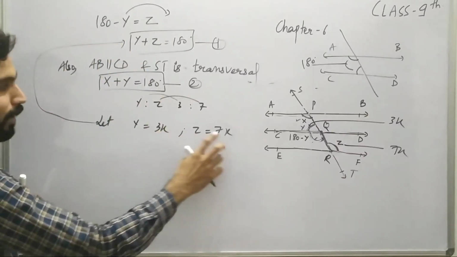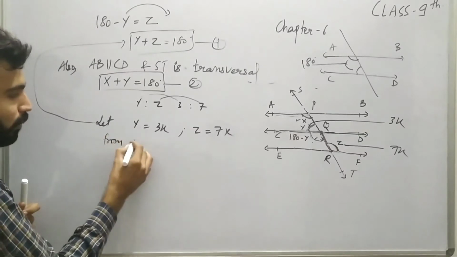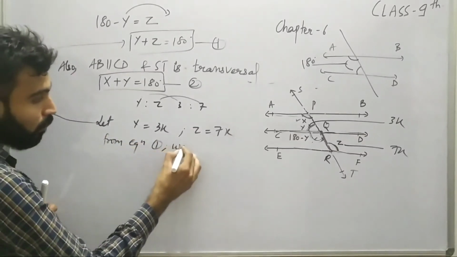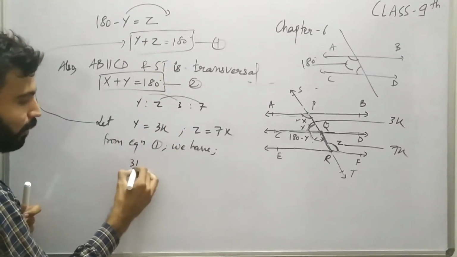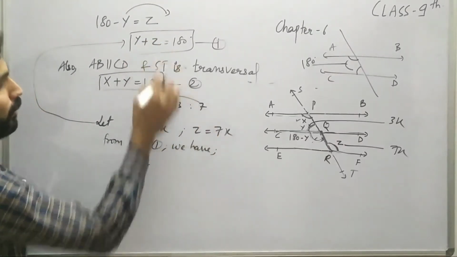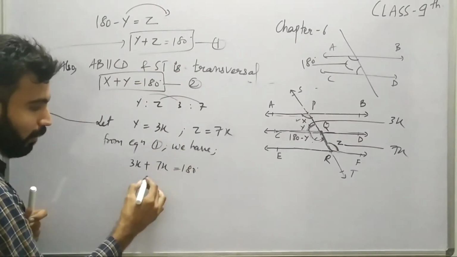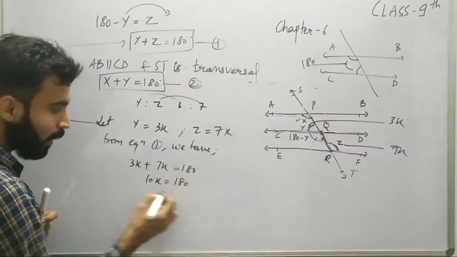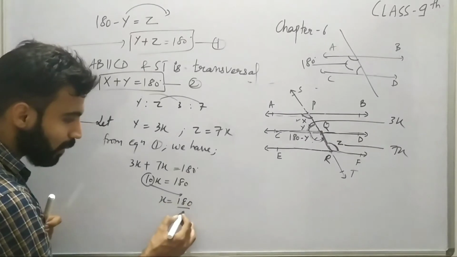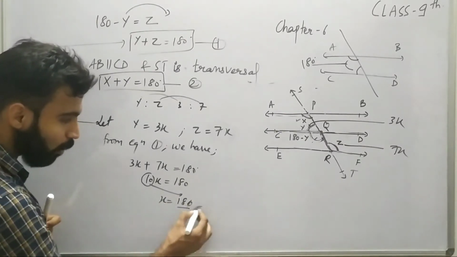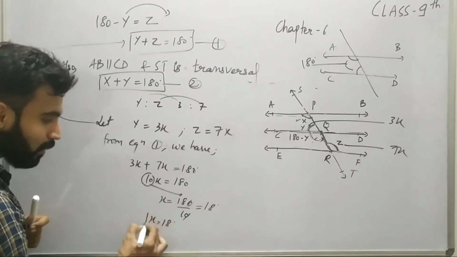Now just substitute the angles Y and Z, 3x and 7x, in the first equation. So from equation first, put 3x in place of Y, that means 3x plus 7x in place of Z equal to 180. Now 3x plus 7x is 10x equal to 180. Now transfer this 10 to the denominator of 180. The 0 will cancel out. This will give me x as 18 degrees.